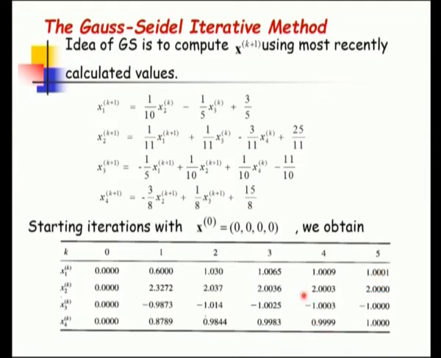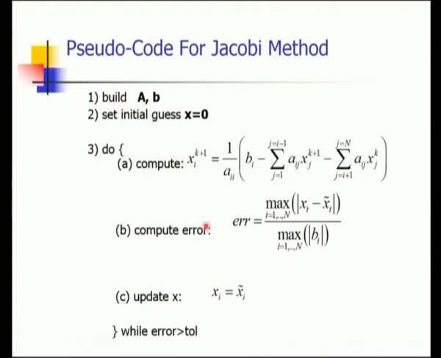So, theoretically it is proved that the Gauss-Seidel method converges twice as fast as the Gauss-Jacobi, and this is the same pseudocode. Of course you need matrices A and B, and you need an initial guess for starting the procedure. The latest information of the ith variable is computed using the latest information of previous variables 1 to i minus 1 and the old information of the remaining variables i plus 1 to n, and the error is calculated as usual.